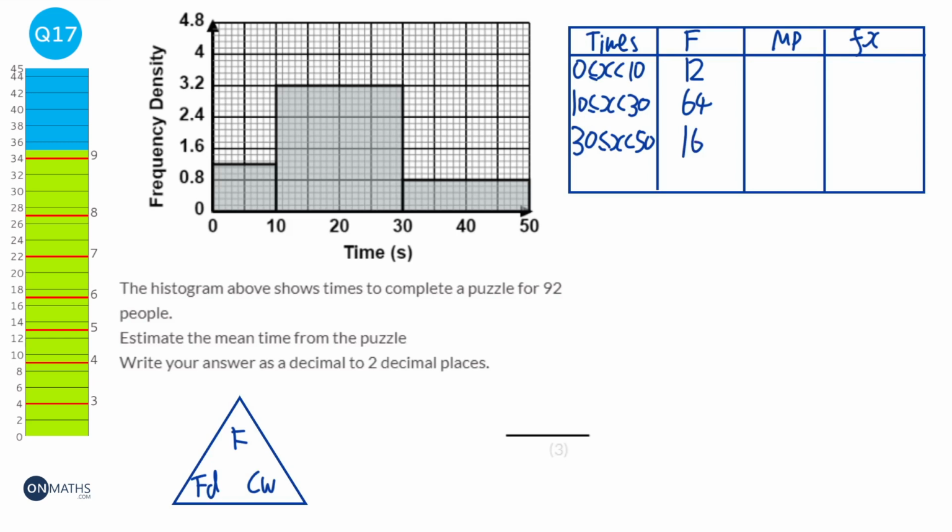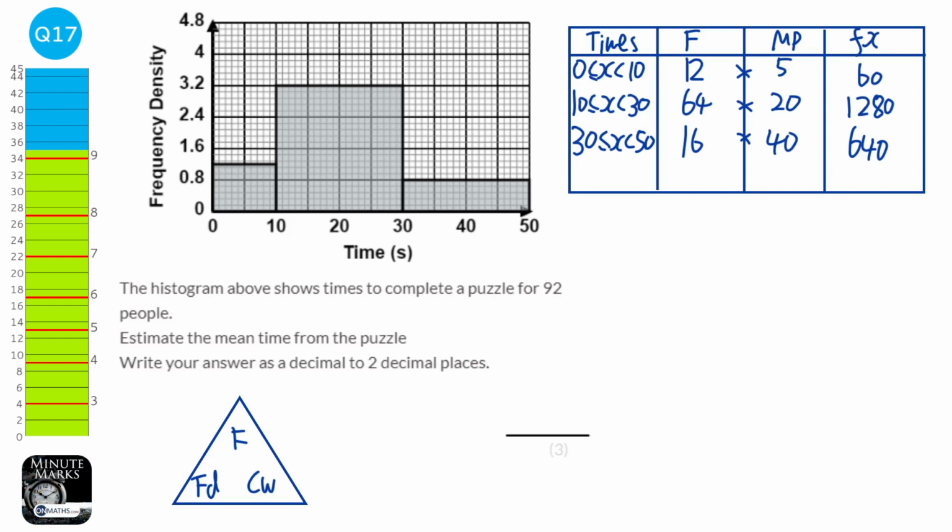Okay, so we've got our table from the histogram, and we're asked to find the mean. So hence us doing the midpoint, etc. So the midpoint is 5, 20, and 40. And then the fx, we just times these together, and that would be 60, 1,280, and 640. Now, something I said earlier is that the frequency density is proportional to the frequency divided by class width.